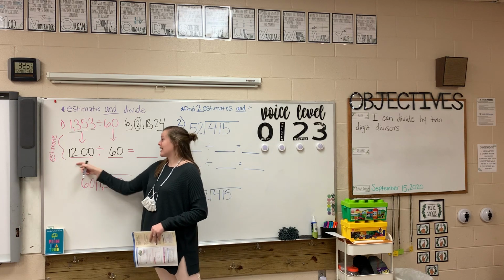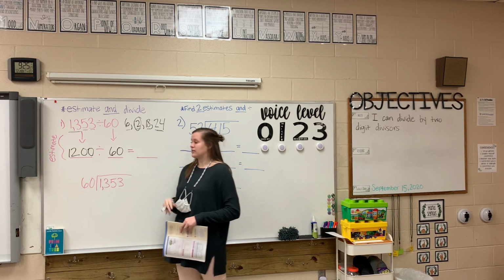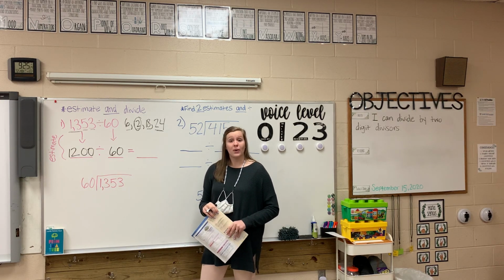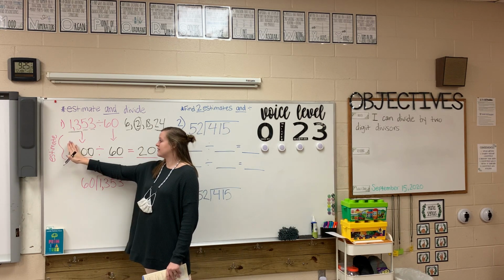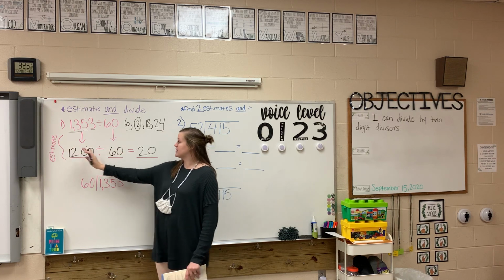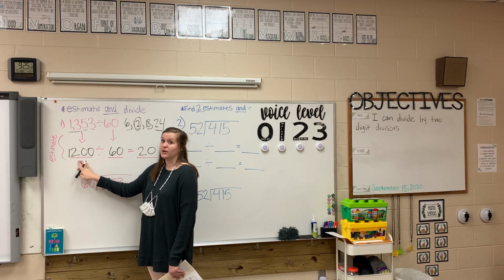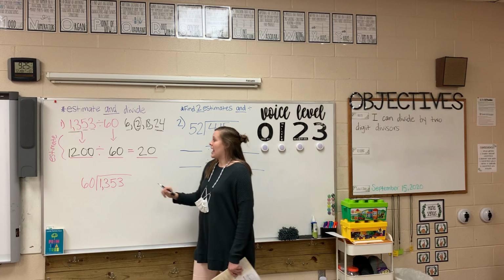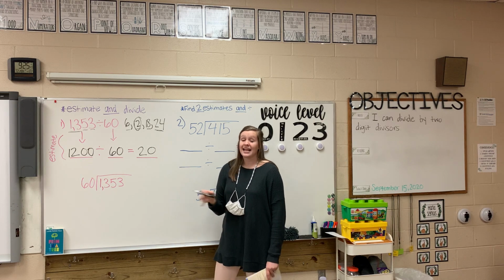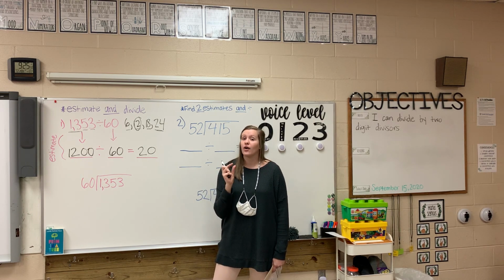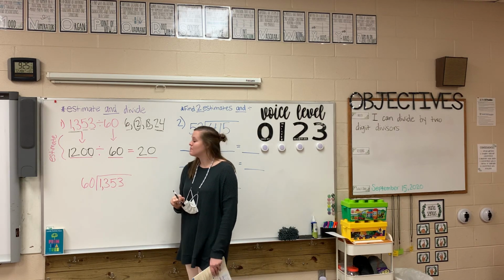So now I'm saying 1,200 divided by 60 is what? So what times 60 will give me 1,200? 20, right? We know that 6 times 2 gives us our 12. 60 has 1 zero, so we just need 1 more zero. So 60 times 20 is 1,200. So that tells us that 1,353 divided by 60 is going to be somewhere around 20. That's not our exact answer, that's our estimate. So our answer will be close to 20. So we're going to actually divide and see how close our estimate was, okay?